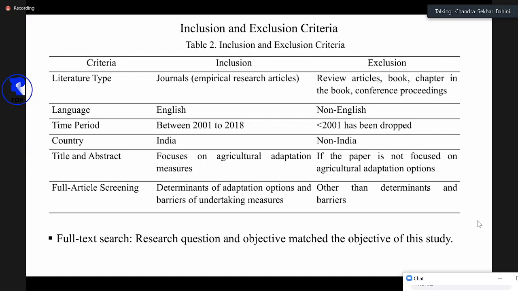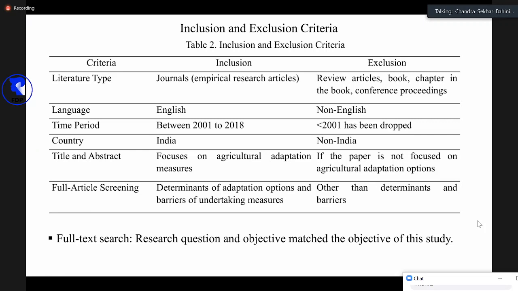Country: because my research question is how farmers are adapting in India, I focus on articles that have taken case studies from India. If some articles have not taken any case study in India, with no discussion about India, I exclude them. Then title and abstract: I look at the title and the abstract to get a flavor of whether the article is focusing on farmers' adaptation measures. If it is not focusing on that in the title and abstract, I exclude them.